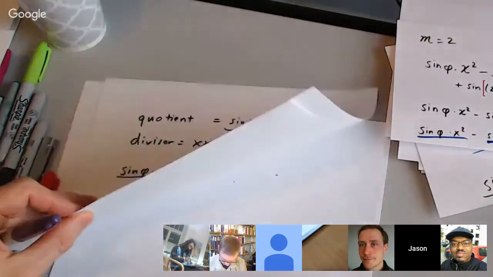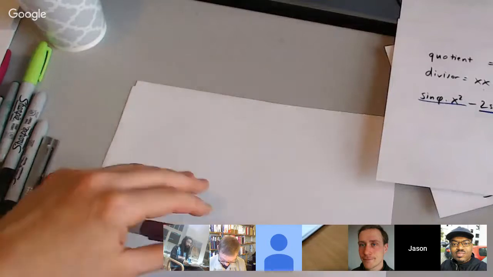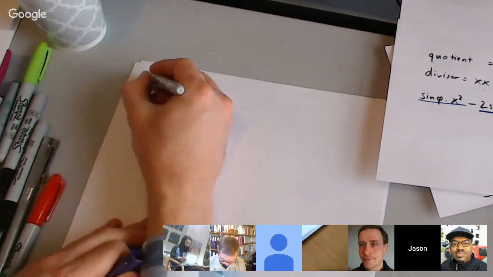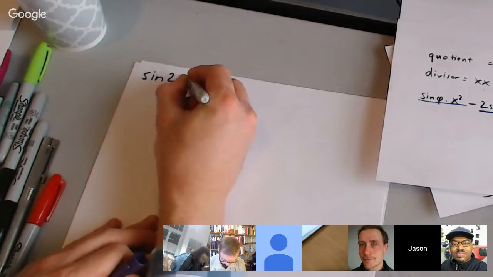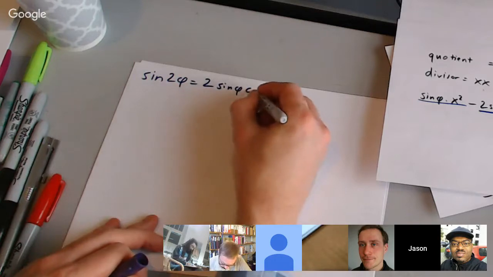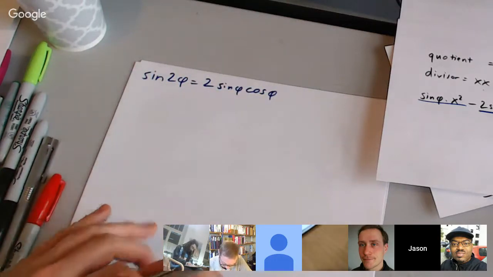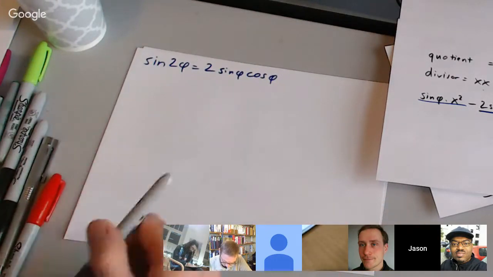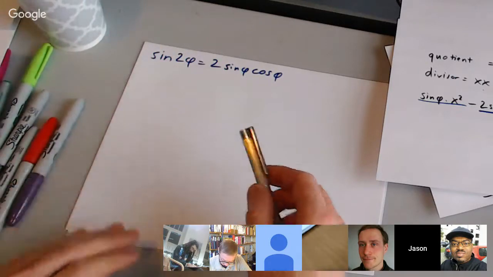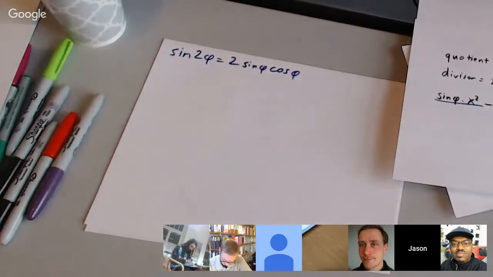I'm just going to write on the top of the page what it is that we're hoping to find again, just so we don't forget. So we're trying to find out whether this is true, that the sine of twice an angle is 2 times the sine of the angle times the cosine of the angle. So let's go ahead and draw up a circle.